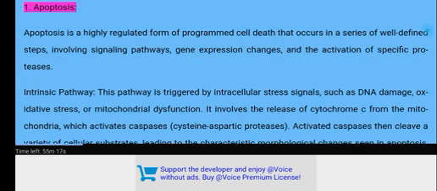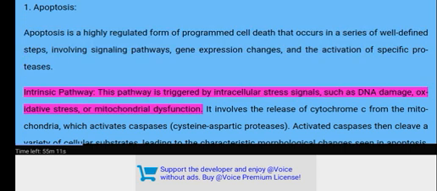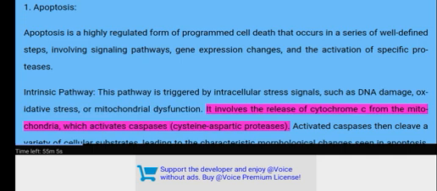1. Apoptosis. Apoptosis is a highly regulated form of programmed cell death that occurs in a series of well-defined steps, involving signaling pathways, gene expression changes, and the activation of specific proteases. Intrinsic pathway. This pathway is triggered by intracellular stress signals, such as DNA damage, oxidative stress, or mitochondrial dysfunction. It involves the release of cytochrome C from the mitochondria, which activates caspases, cysteine aspartic proteases.